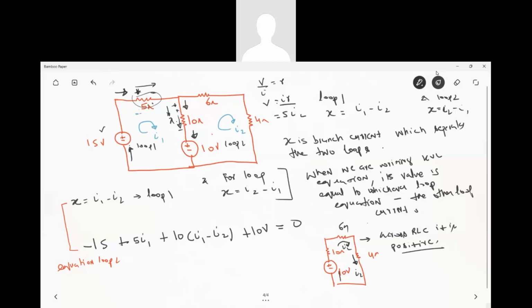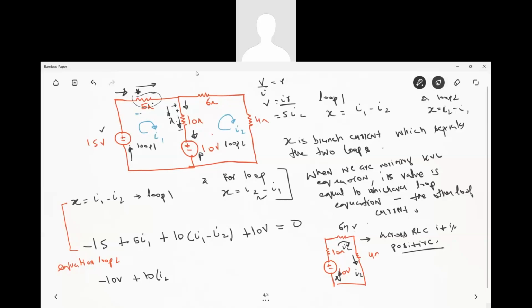Here also I2 is going. Here you know X is going, right? Here the value of X for loop 2 would be I2 minus I1. So start from here. Tell me, what would be the value? First value? Minus 10 volts. Okay, very good. You are starting from here, no issue. Minus 10 volts, very good. Then plus 10 I2, very good.